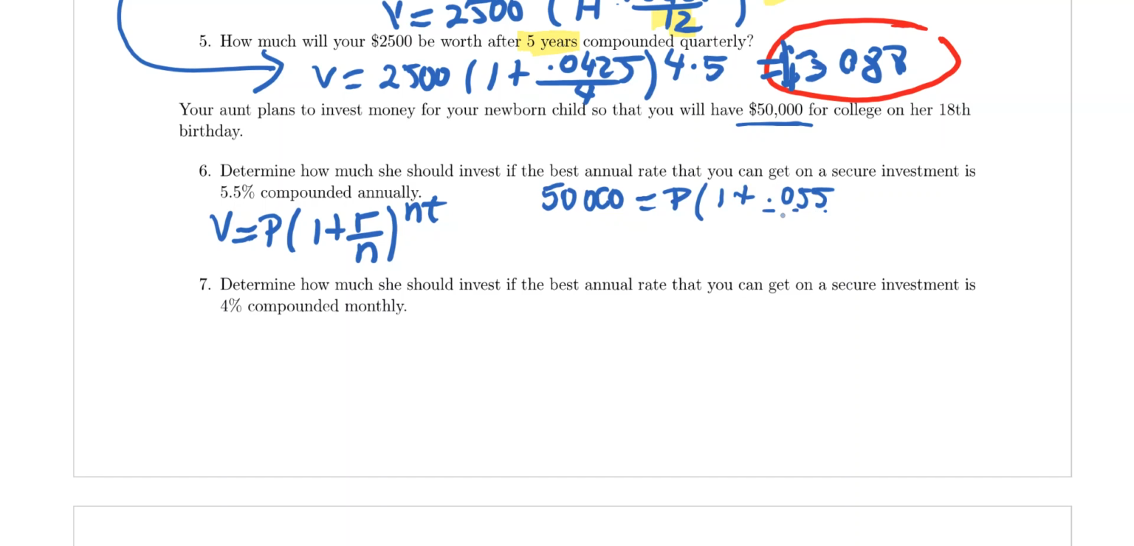Compounded annually, that means that N is 1. To the power 1 times the time. The time is 18 because she's waiting 18 years. So we're solving for P, so we need to divide both sides by this number right here. So it's going to be P equals 50,000 divided by 1 plus 0.055 to the 18th.